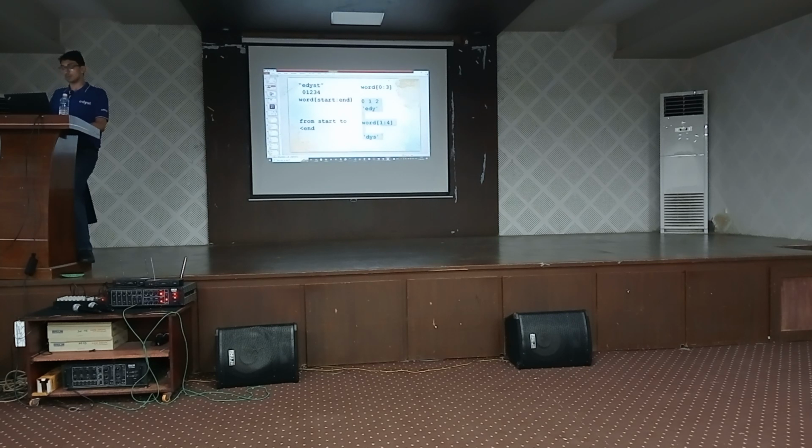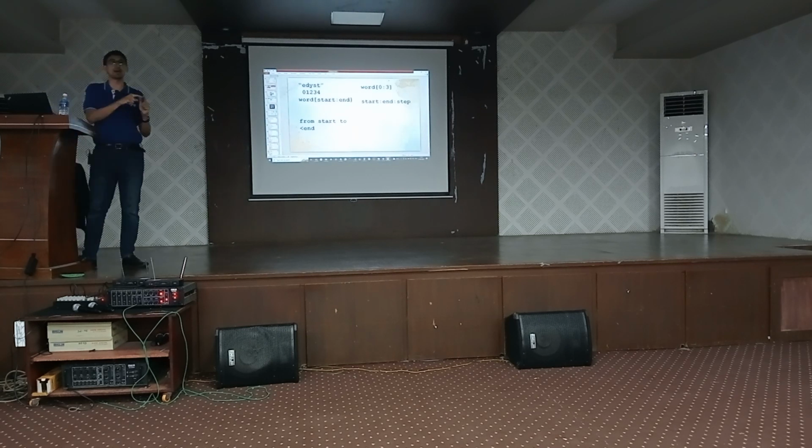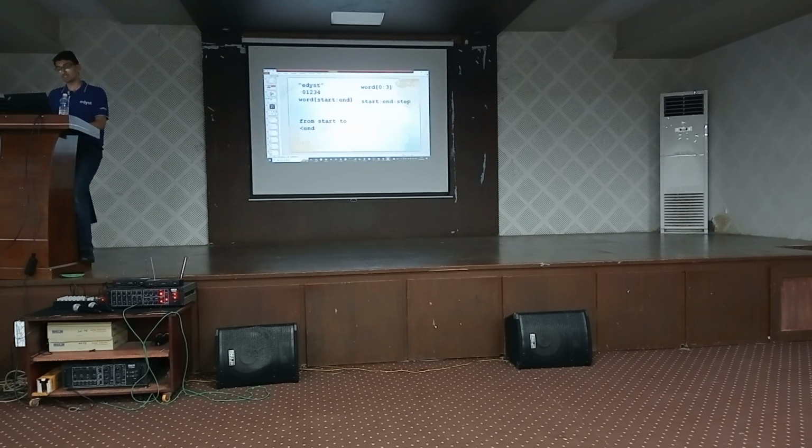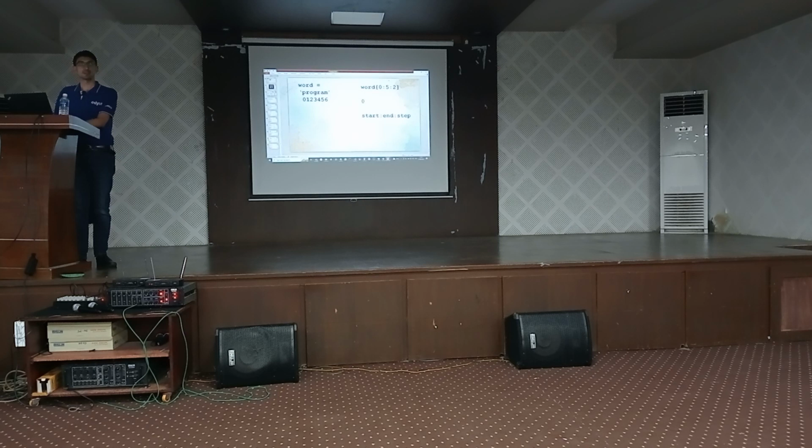Now the real syntax is not just start to end, it is start, end, step. By default, step is always 1. That's why it was going 0, 1, 2, doing +1 every time. But let's change the word to program, and do word of 0 to 5 with step 2. What does this 2 mean? I start at 0, then do +2 to get 2, then +2 to get 4. I try to go to 6, but it stops because 5 is my limit. I can't go beyond 5. So it's just 0, 2, 4.